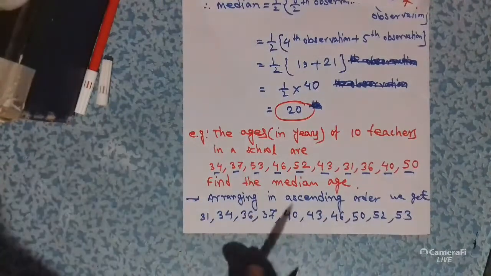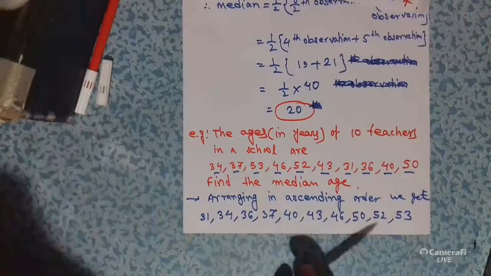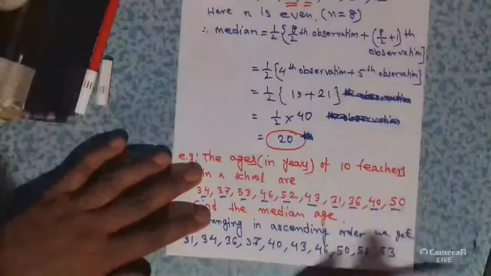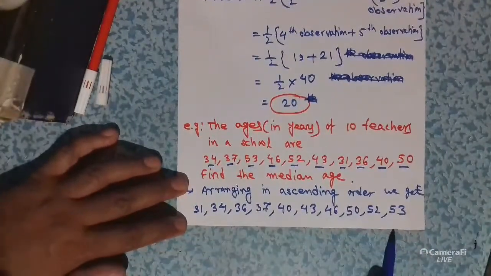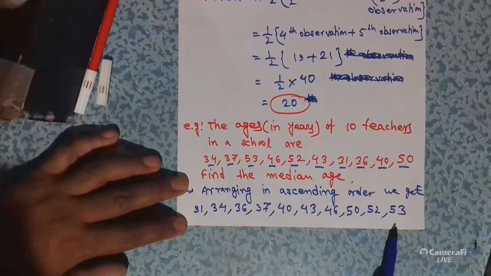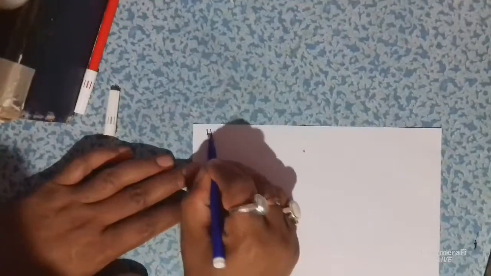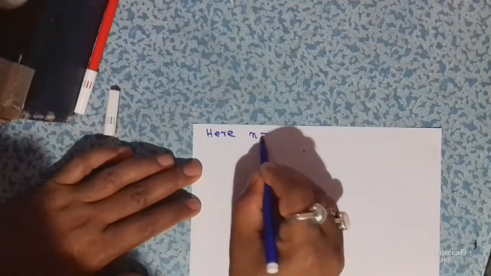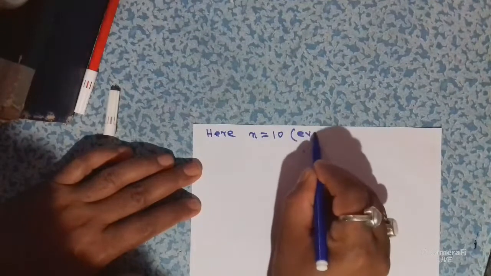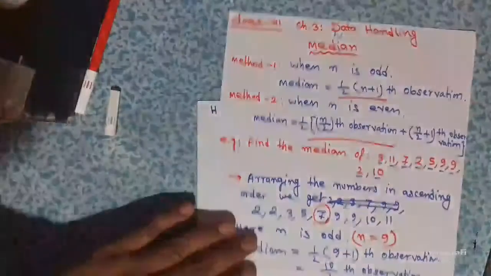So after arranging in ascending order, what will you do? We must count how many numbers there are. 1, 2, 3, 4, 5, 6, 7, 8, 9, 10. So there are 10 observations. That means here n is even. So here n equals 10, which is even, so we must use this formula.